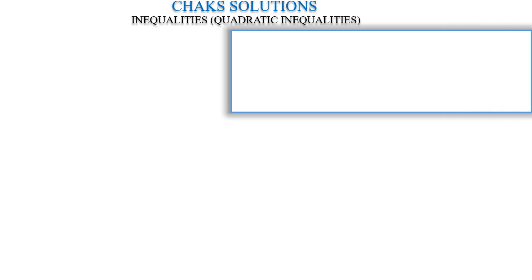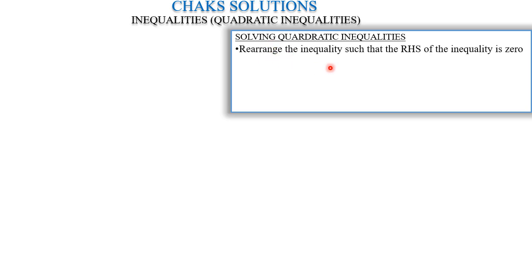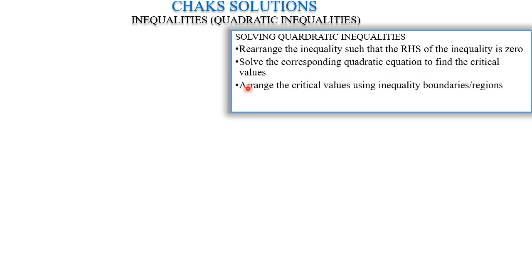Alright, so our first thing here, we are going to be dealing with quadratic inequalities. We have steps that we follow when solving quadratic inequalities. The first step is to rearrange the inequality such that the right hand side of the inequality is 0. Then the second step, solve the corresponding quadratic equation to find the critical values. Then the third step, arrange the critical values using the inequality boundaries or the regions. Then the final step is to test the boundary to see the true region.